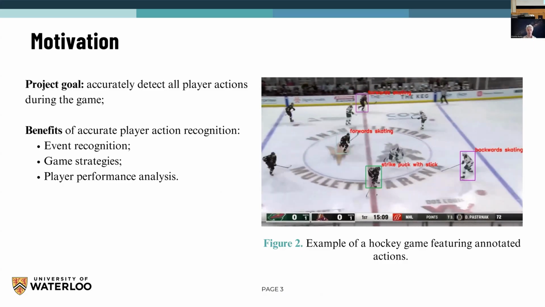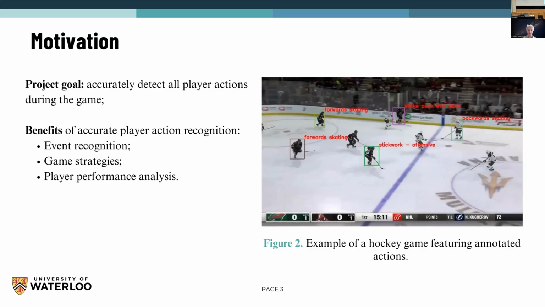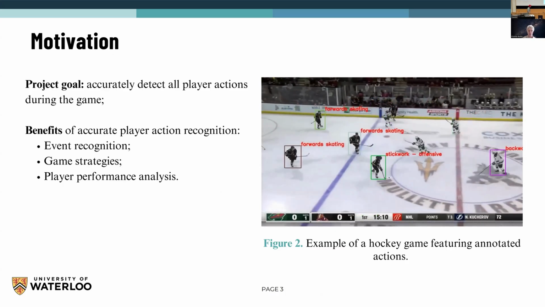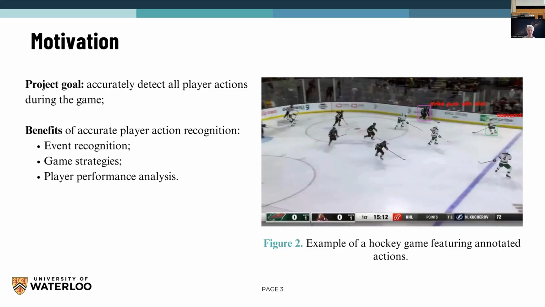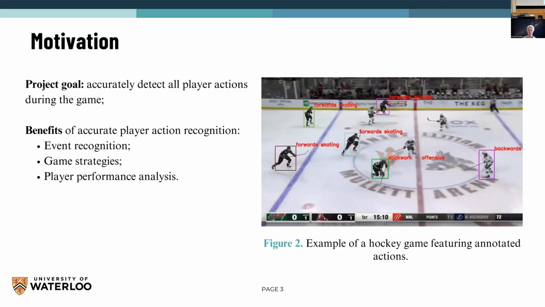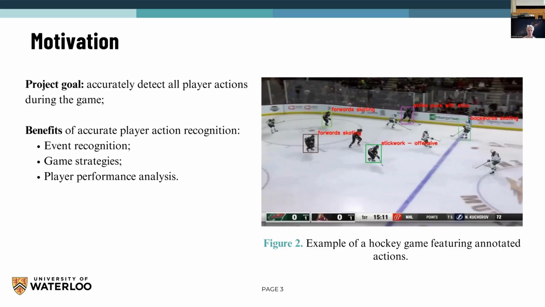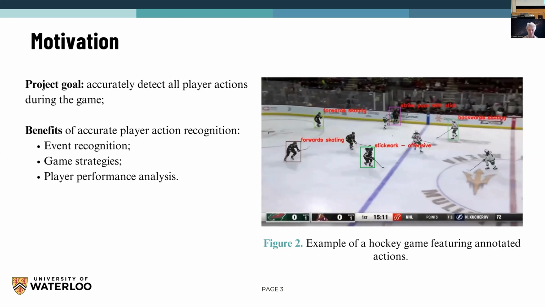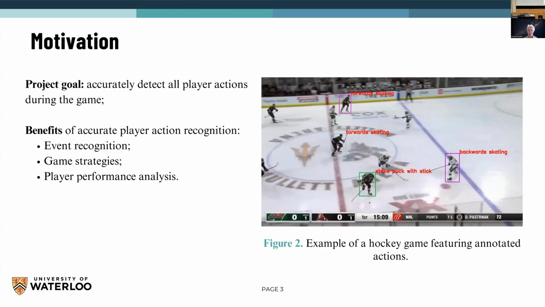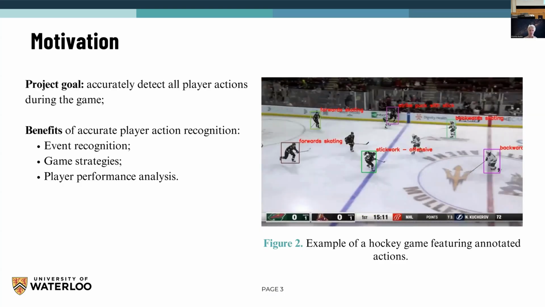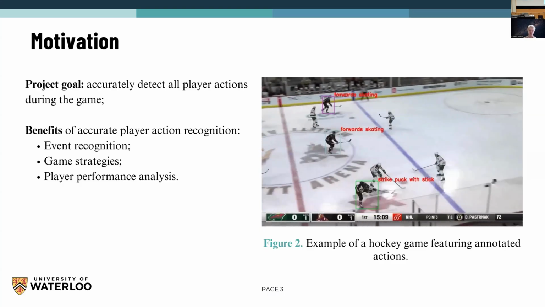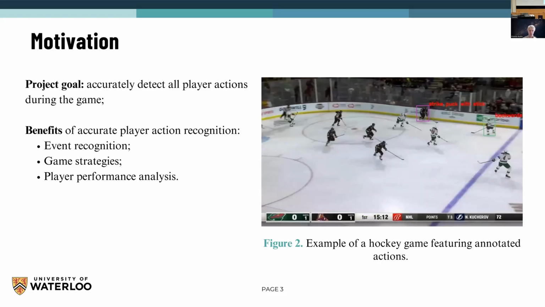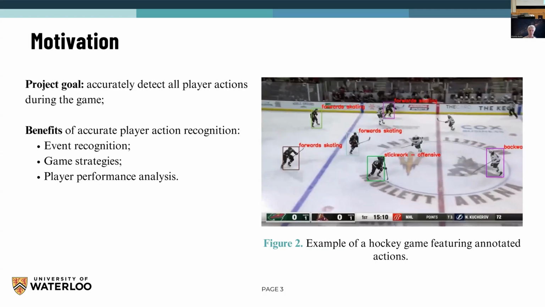As you can see on this slide, this video from a hockey game features manually annotated actions, highlighting key moments of player activity. This video exemplifies our goal for the project: to accurately detect all player actions during the game. By accurately recognizing player actions, we can derive valuable insights into event recognition, leading to a deeper understanding of game strategies and player performance.